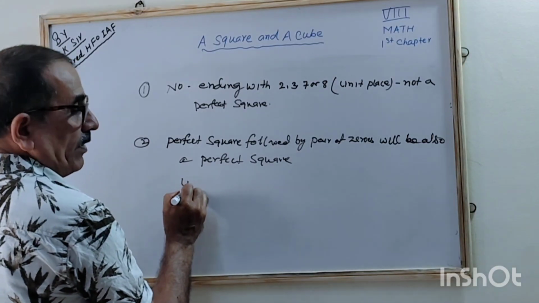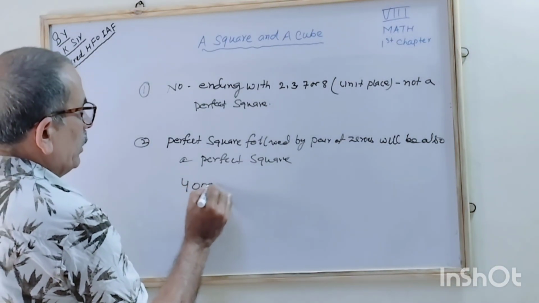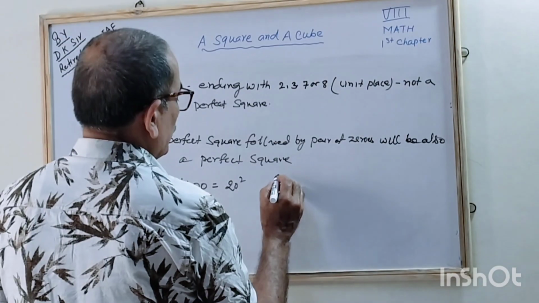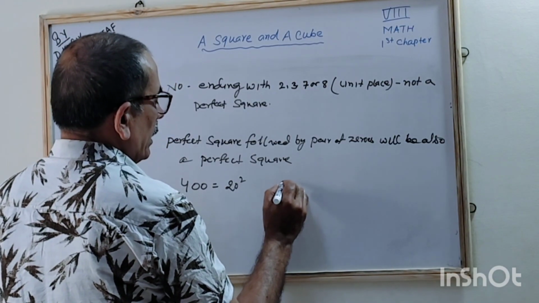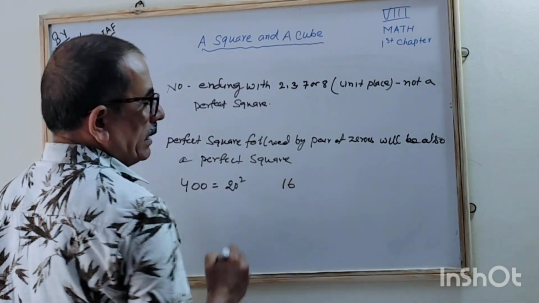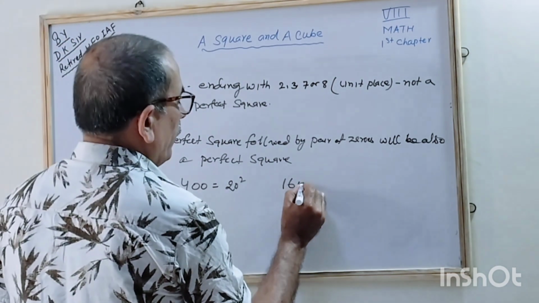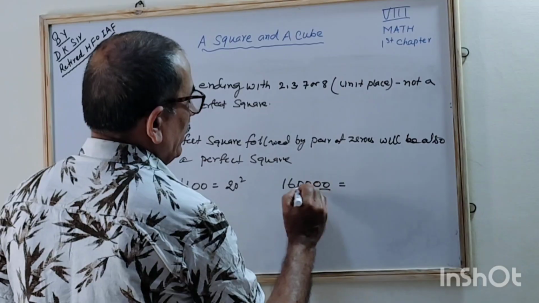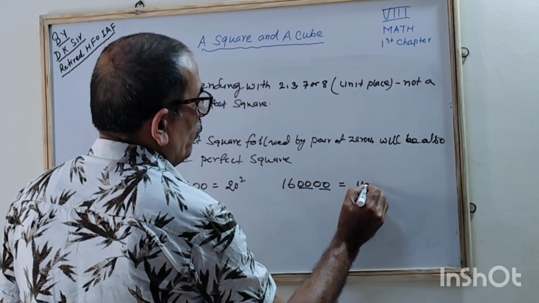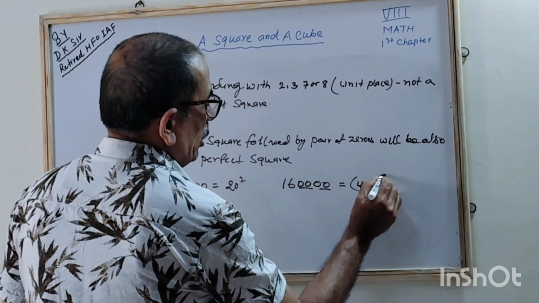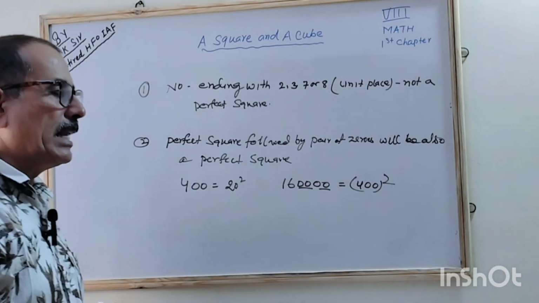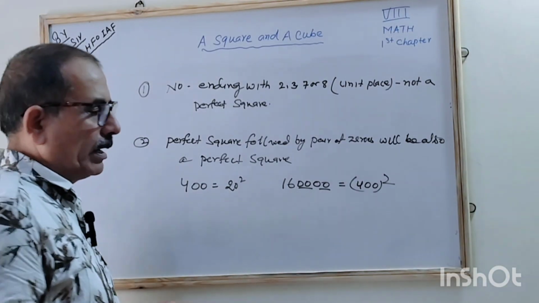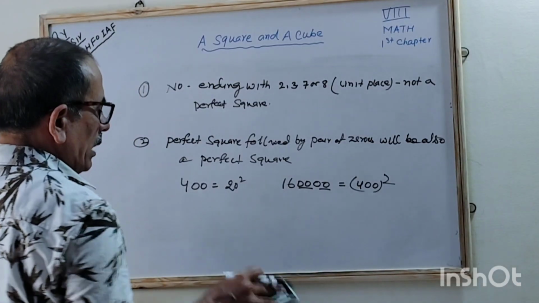4 is a perfect square and followed by two zeros, 400, so it is also a perfect square. Suppose 16, we know it's a perfect square, followed by two pairs of zeros, so it will be the perfect square of 400. You understood? So if the zeros are in pairs after the perfect square, then it also becomes a perfect square.